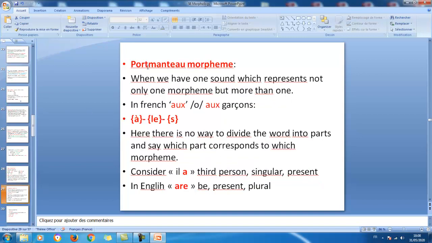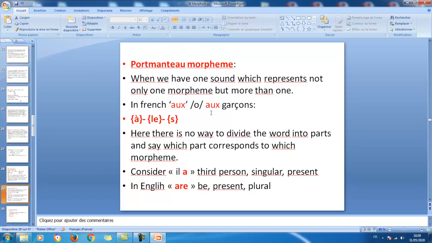Now another type of morpheme is the portmanteau morpheme. This is found when we have one sound which represents not only one morpheme but more than one. In French we have got the case of this O here. Au garçon. In this O, au garçon, we have got different morphemes, if you like. We have got a, le, and the plural. Okay? So instead of saying a, le, and es garçon, we say au garçon.